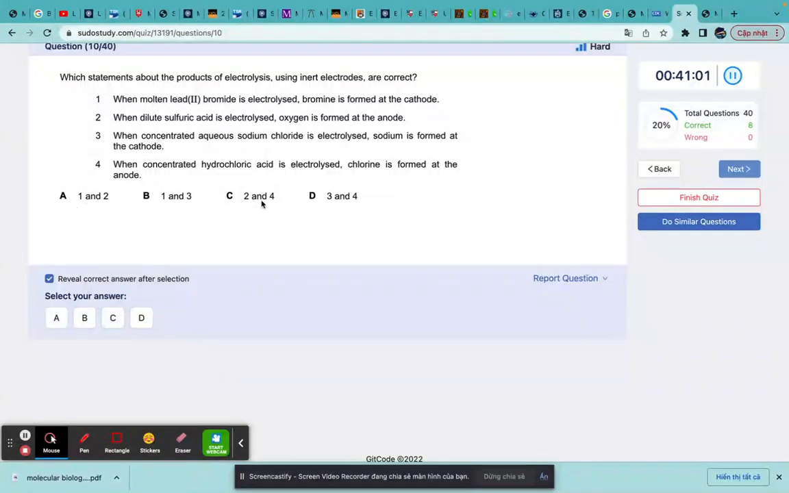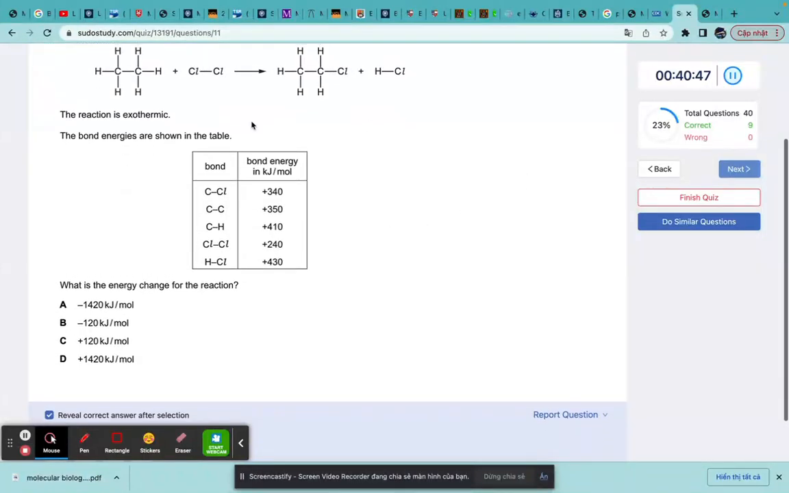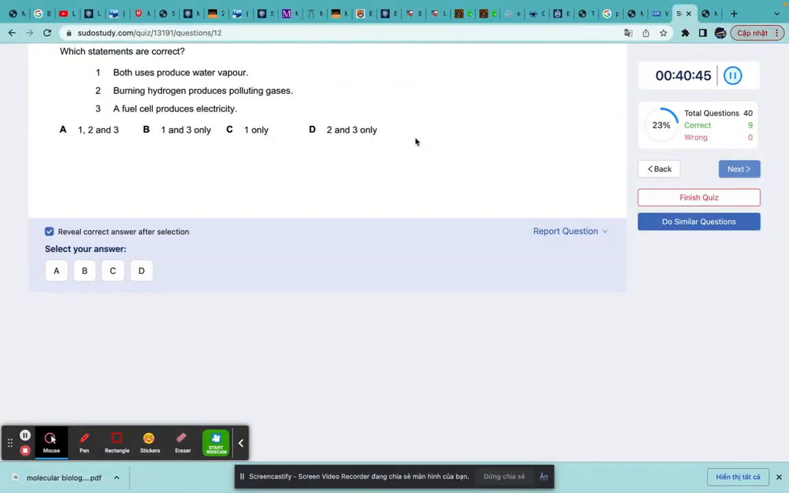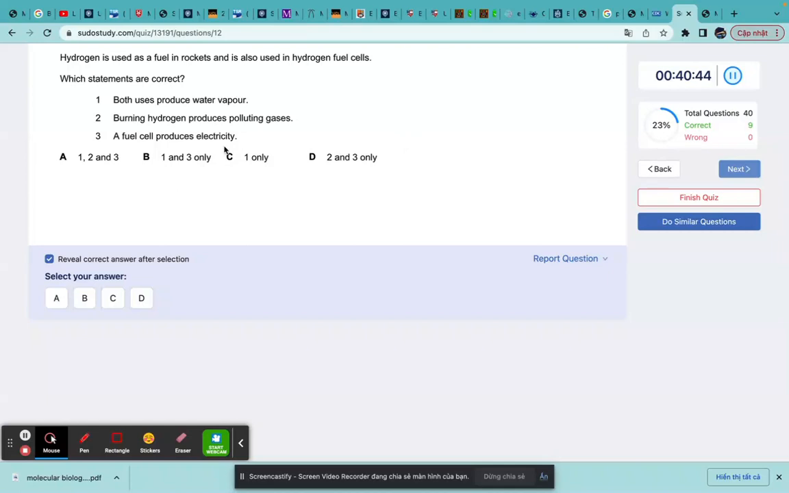So which leaves us C and D. Okay, so I thought that's wrong because it only works if it's molten. So which leaves us C, 2 and 4. All of the calculation questions will be done later. Don't worry. Statement is correct.